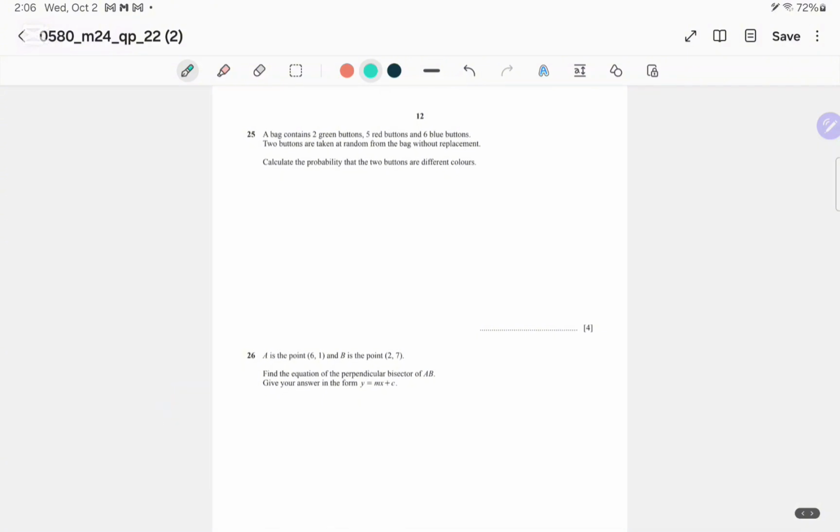The last question, 25th question. A bag contains 2 green buttons, 5 red buttons and 6 blue buttons. 2 buttons are taken at random from the bag without replacement. Calculate the probability that the 2 buttons are of different colors. So first one, green and red, and green and blue. Then red and green, red and blue, and blue and green, and blue and red. I think I have taken all the possibilities.